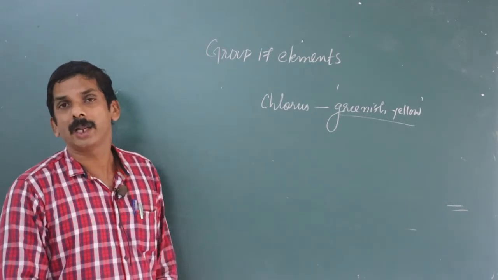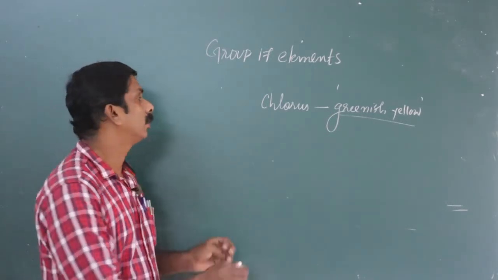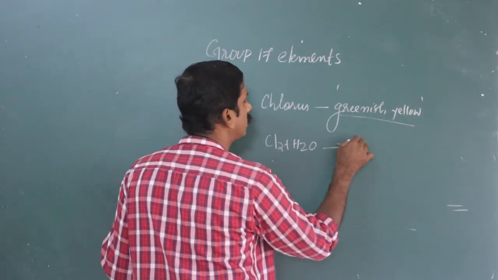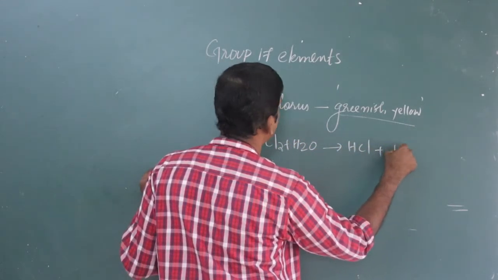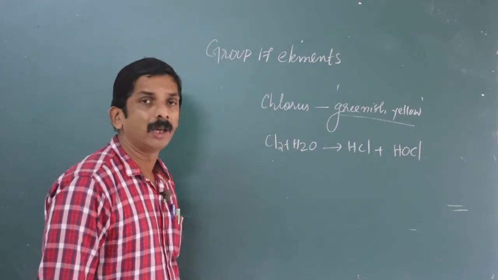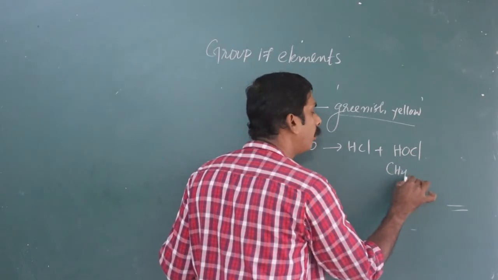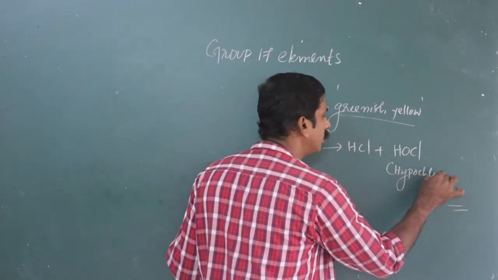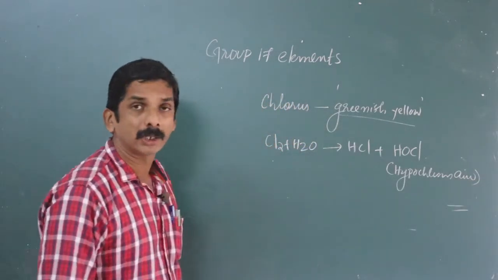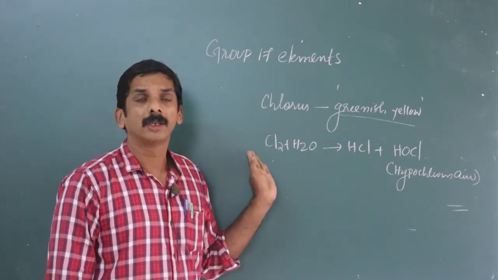Chlorine is a greenish yellow colored gas with a pungent and suffocating odor. It is slightly soluble in water, that is Cl2 plus H2O gives HCl plus hypochlorous acid, HOCl. It is called hypochlorous acid.